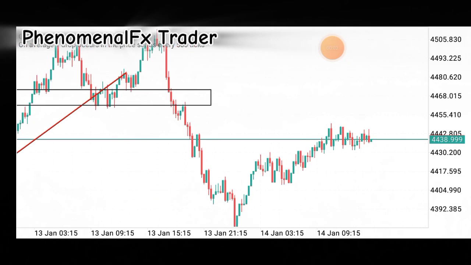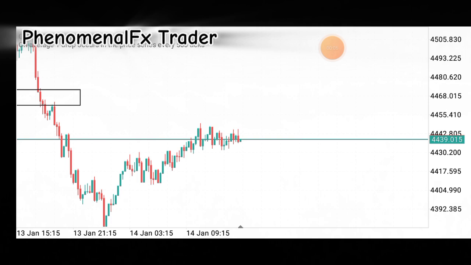In today's video I want to show you how to catch multiple spikes using this strategy I'll be sharing. This strategy is not too different from the ones I've been showing you in my videos, but I want to show you how you can use them to catch multiple spikes. The easiest way to catch multiple spikes.